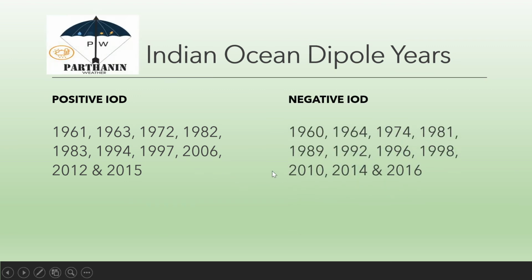These are the years for the negative Indian Ocean dipole. We had a great northeast monsoon in the negative Indian Ocean dipole years of 1996 and 2010, and also normal rainfall in 2014 and 1998. So in all these years we got normal rainfall. 1996 and 2010 had above-normal rainfall.